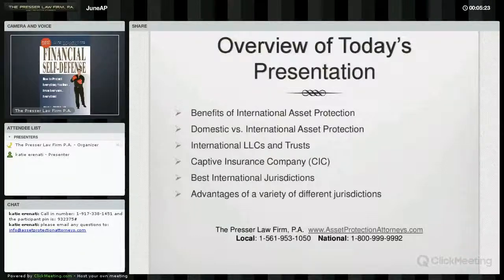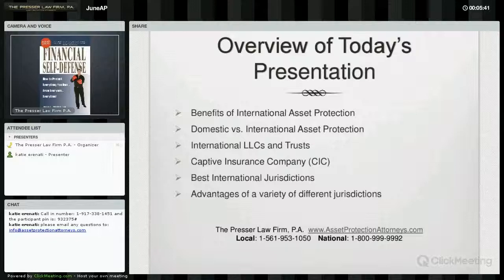To talk about what we're going to go over today, we'll talk about the benefits of international asset protection. We're going to talk about domestic versus international asset protection. We'll talk about a couple different types of international entities. We'll focus today on the LLC and the trust because those are the most popular.